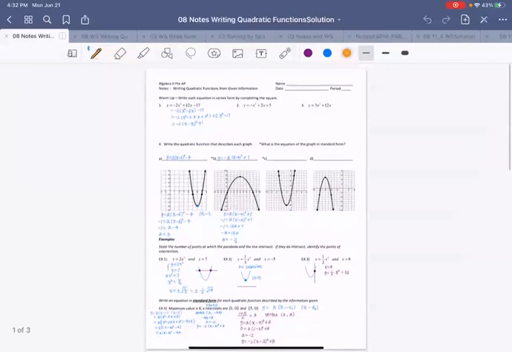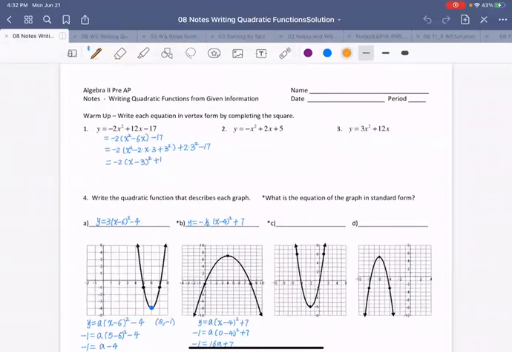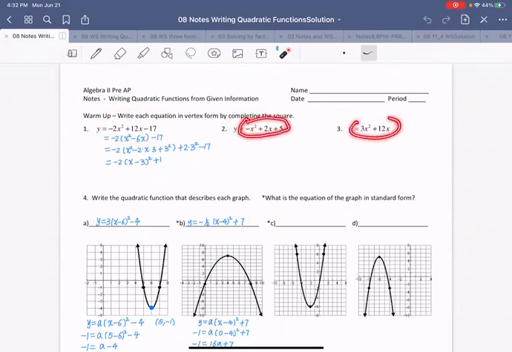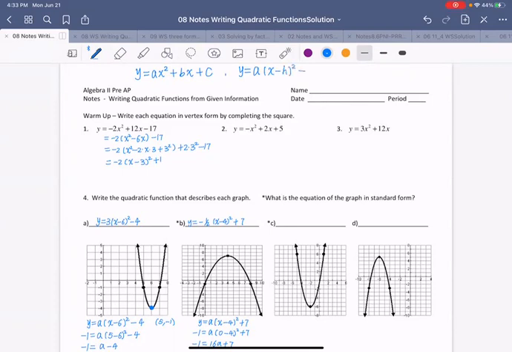Now let's take a look. In Algebra 1, we learned about quadratic functions. The important thing about a quadratic function: this is called the standard format. So basically, y equals ax squared plus bx plus c. This is called the standard format. The second format is called the vertex format. You do a times (x minus h) squared plus k.